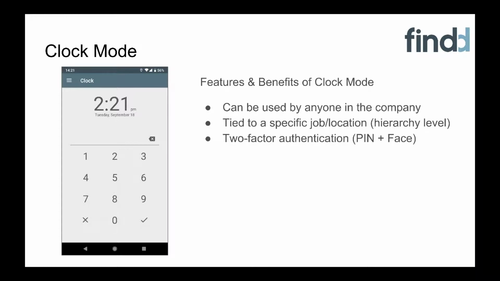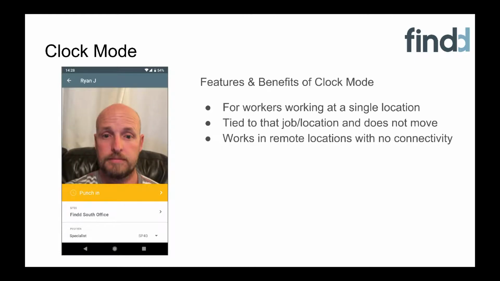The clock mode is, again, much more traditional. This is maybe a tablet that you mount to a wall. It can be used by anyone in the company, and it's tied to that specific job site or hierarchy level that's set up in Grand Central. So there's a 2-factor authentication where the employees enter their PIN, and then they have to have their face. So it will pop up and show them their picture to make sure that they've got the right PIN number that they've entered, and then they're able to punch in. So this is great for people that you have that are working at a single job site, a single location. It's not going to move around, and again, the connectivity is not a problem. If there's no connection, the punches are stored locally until connectivity is available.